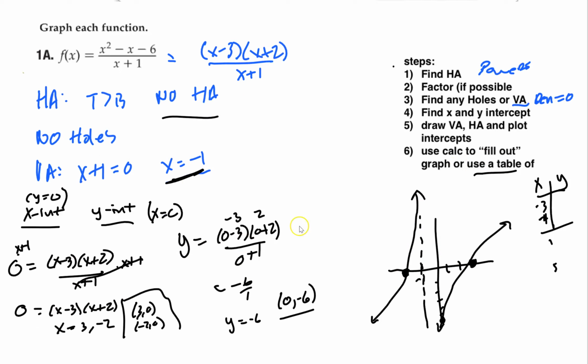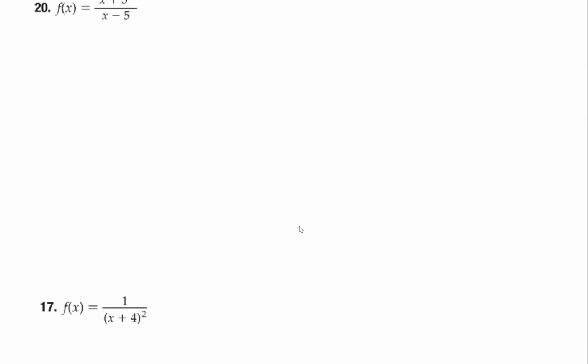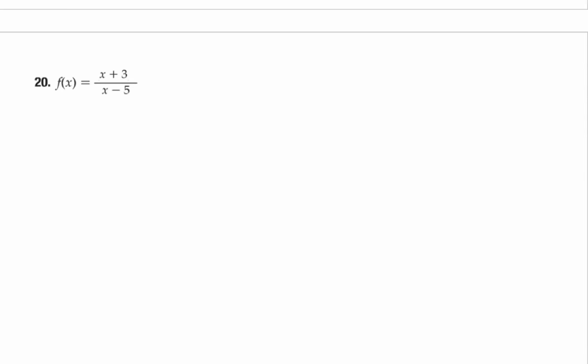Let's do some more. This next one here, same steps. Let's find our horizontal asymptote first, because that's the easiest thing to find. Just look at the powers. In this case, they're the same power. Top equals bottom. So that's the ratio. Remember, we're looking at the coefficients, and they're both 1 over 1. So y equals 1. It's the ratio of the highest powers.